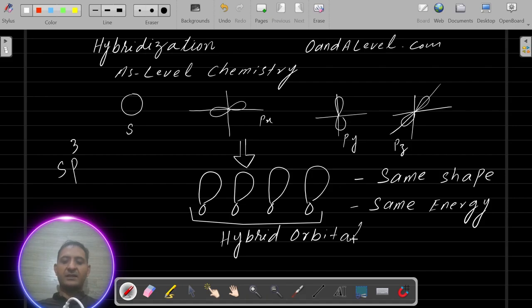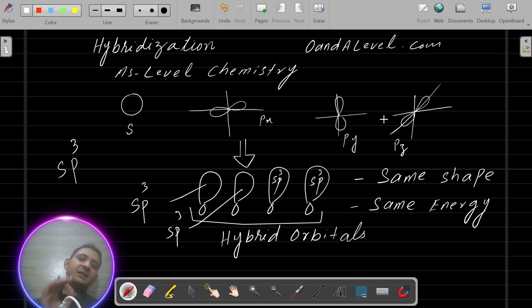Each one has the character of s, Px, Py, and Pz. So we can say this one is also an sp3 hybrid. Same thing, it is also an sp3 hybrid. Each one is also sp3, and it also has the characters of all these four, 1 s and 3 p. It is an introduction of what is hybridization. When orbitals of different shape and different energy intermix together, they produce orbitals of the same energy.